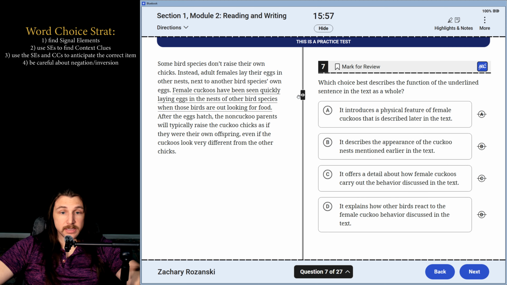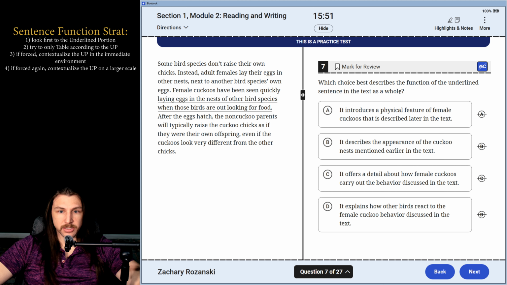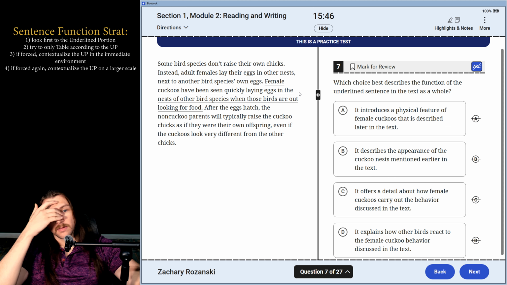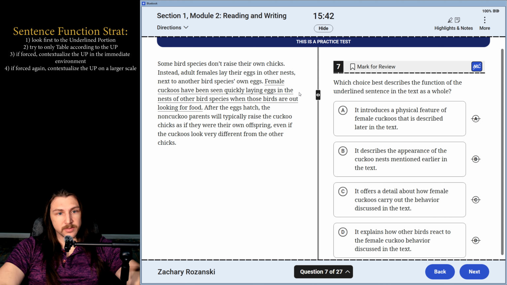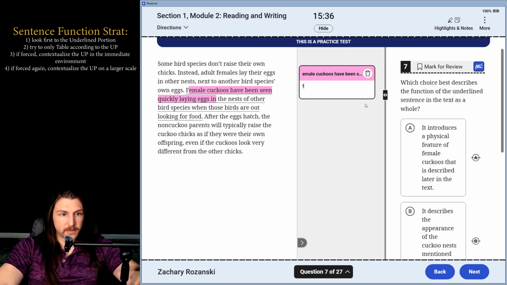C. 7. We are finally out of all of those word choice questions. We are on some sort of underlined sentence function question. What is the function of the underlined sentence? Female birdies have been seen quickly laying eggs in the nests of other bird species when those birds are out looking for food. Female, okay, pretty devious it seems to be. Females quickly use other nests when those owners are out looking for snacks.